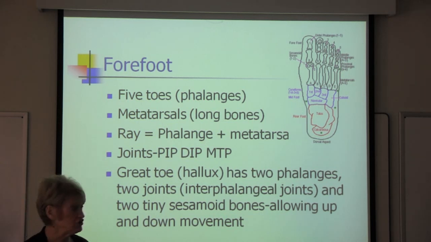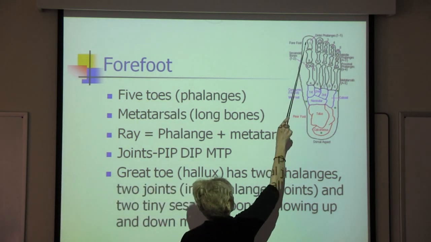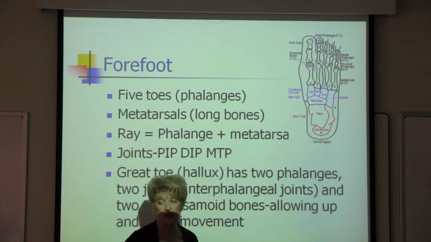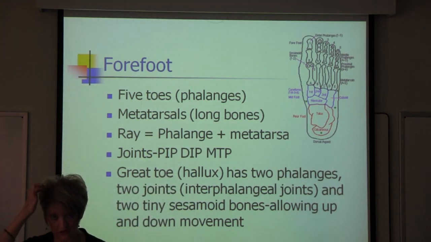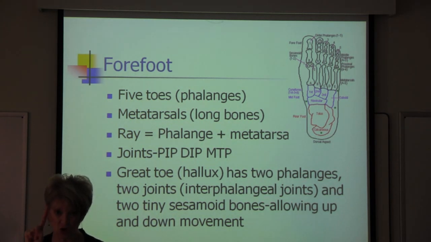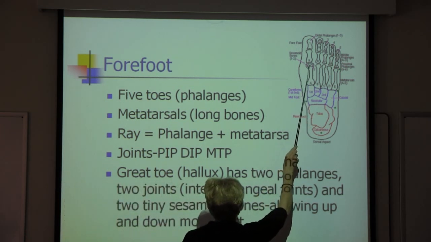In the hallux, as you can see, you have two distinct bones, here and here, okay? There's the two joints, the interphalangeal joints, and you also have two tiny sesamoid bones that allow the toe to go up and down. I think you can see the sesamoid bones, they're right here.